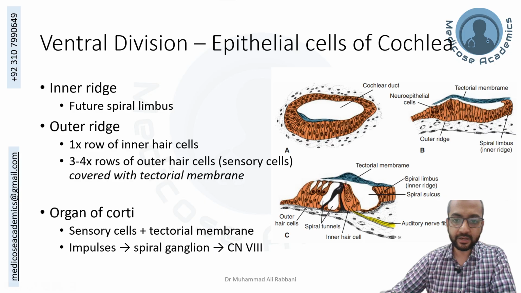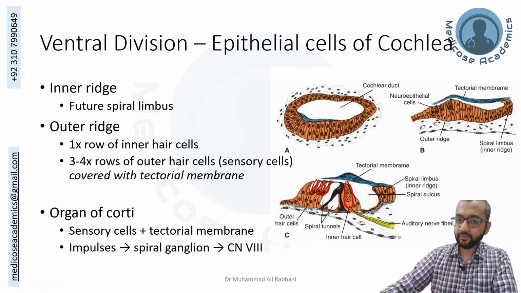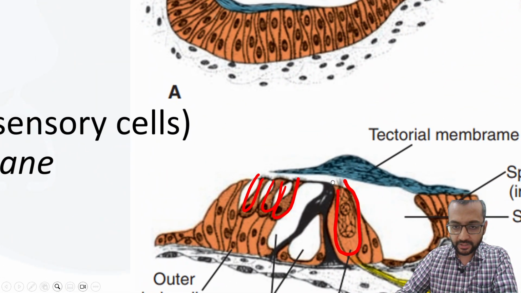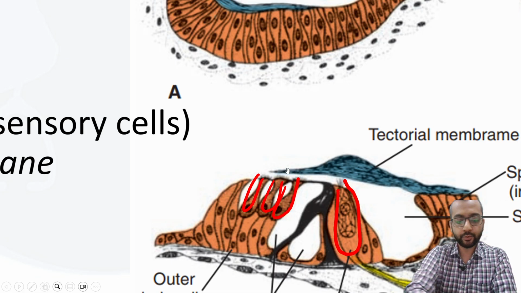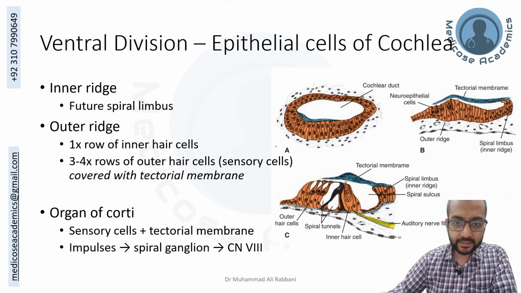So there are two types of cells that are developed. This is the inner hair cell, and these are the outer hair cells. As you can see by their name, they have hair on the top, as you can see here, that are embedded in the tectorial membrane. These hair cells are supported by supporting cells, phalangeal cells, and pillar cells, and there are other cells too, but we will discuss that in histology lectures. So these are the hair cells that are formed. There is one layer of inner hair cells and three or four layers of outer hair cells.